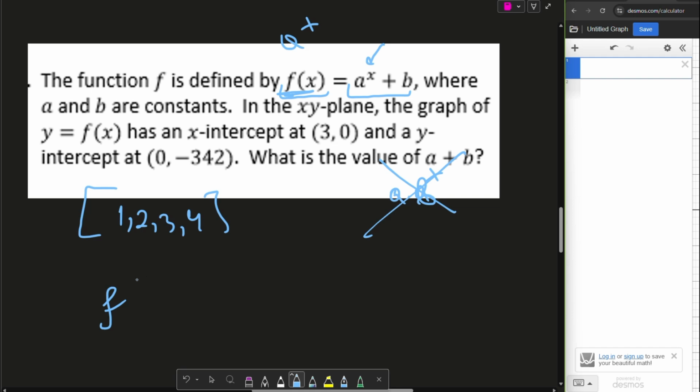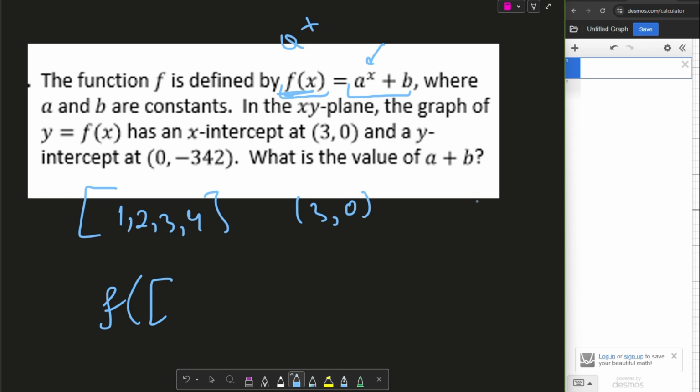I will open just parentheses. Remember this part. And after them, I have to open the square brackets. And in here, please pay attention to this part. Firstly, let me rewrite the coordinates that we're provided with, which are (3, 0) and (0, negative 342).